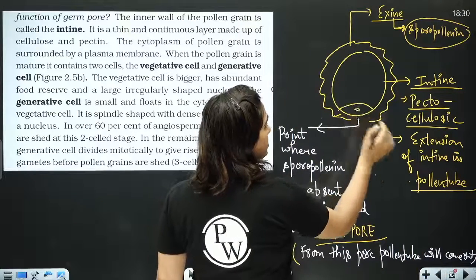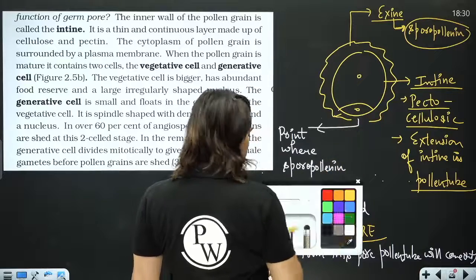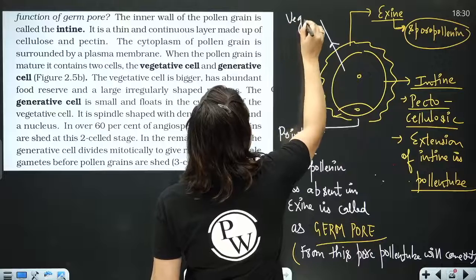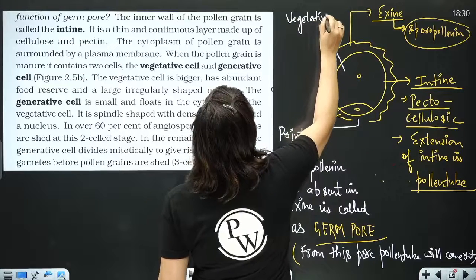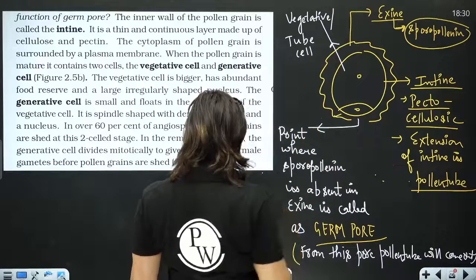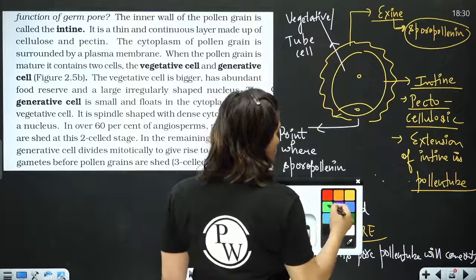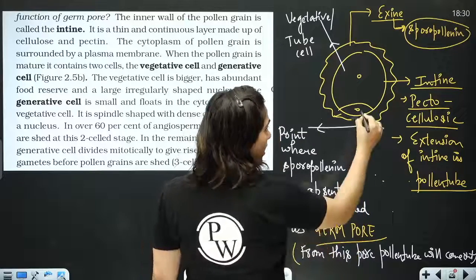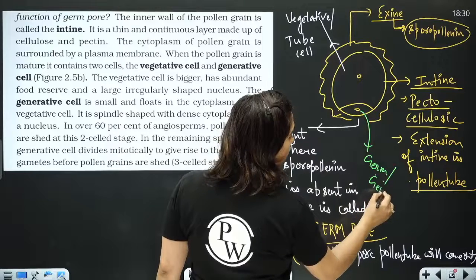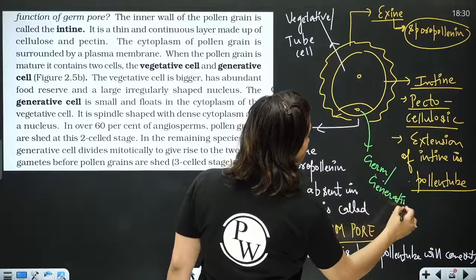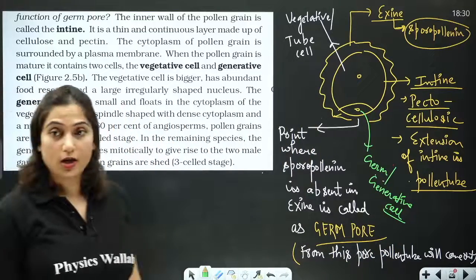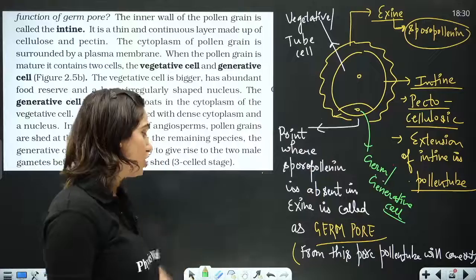The smaller cell is the germ cell and the larger cell is the vegetative cell. This larger cell is called the vegetative or the tube cell. And what is the function of this vegetative cell or tube cell? It will form the pollen tube later on. And this smaller cell is called the germ or the generative cell. And what is the function of the generative cell? To give rise to two male gametes after mitosis. So this is the typical structure of a pollen grain.